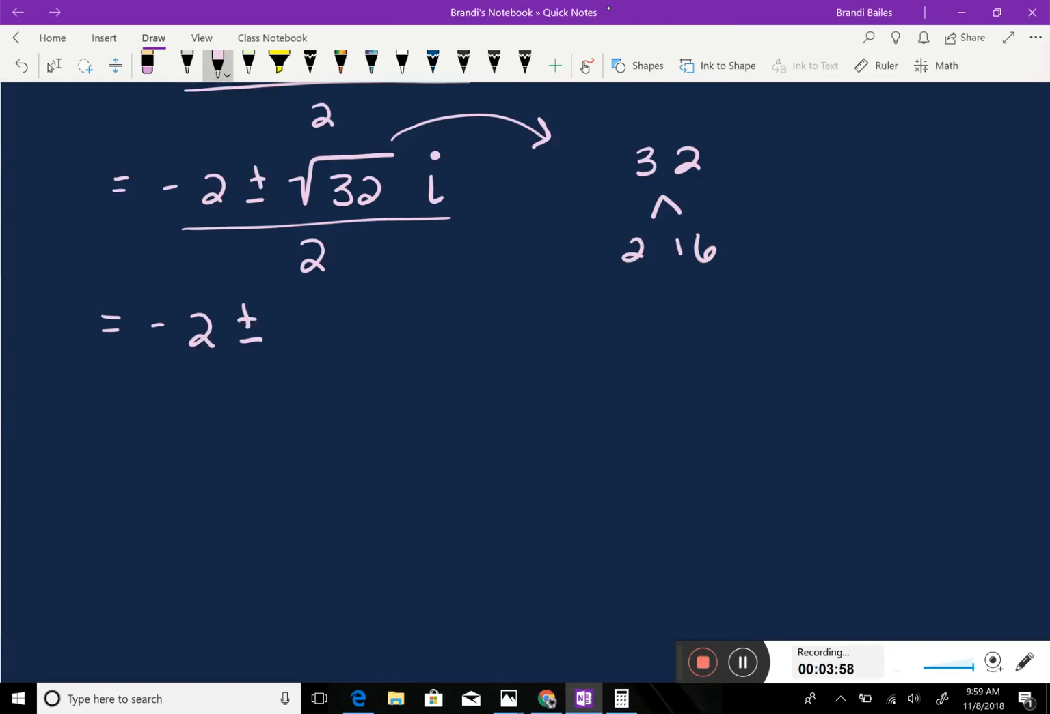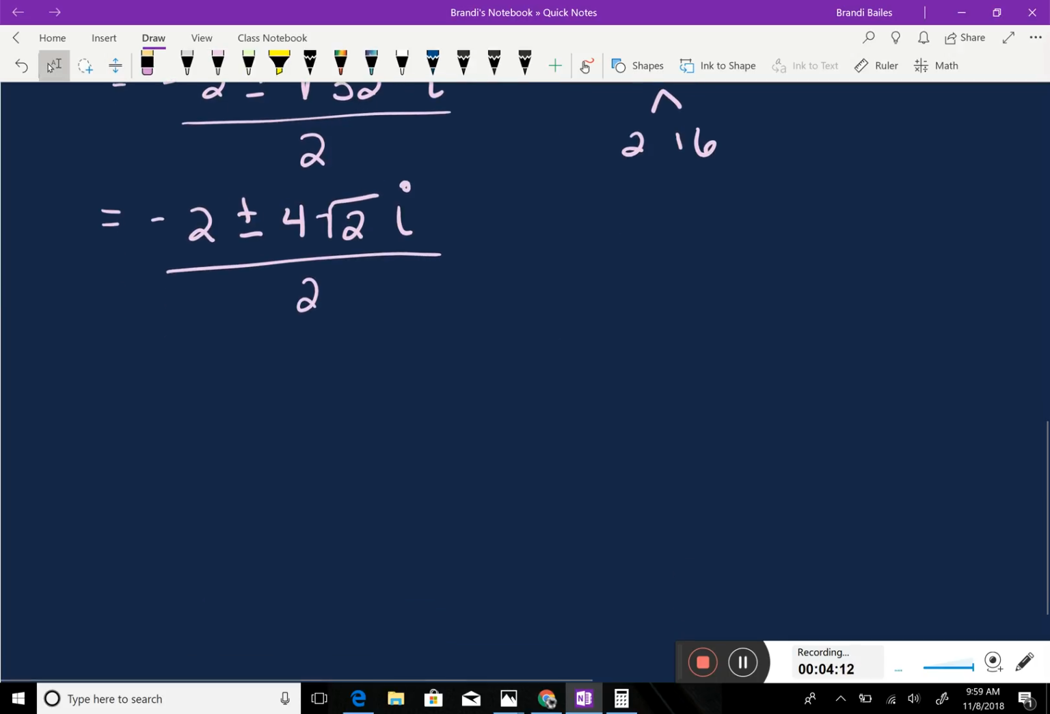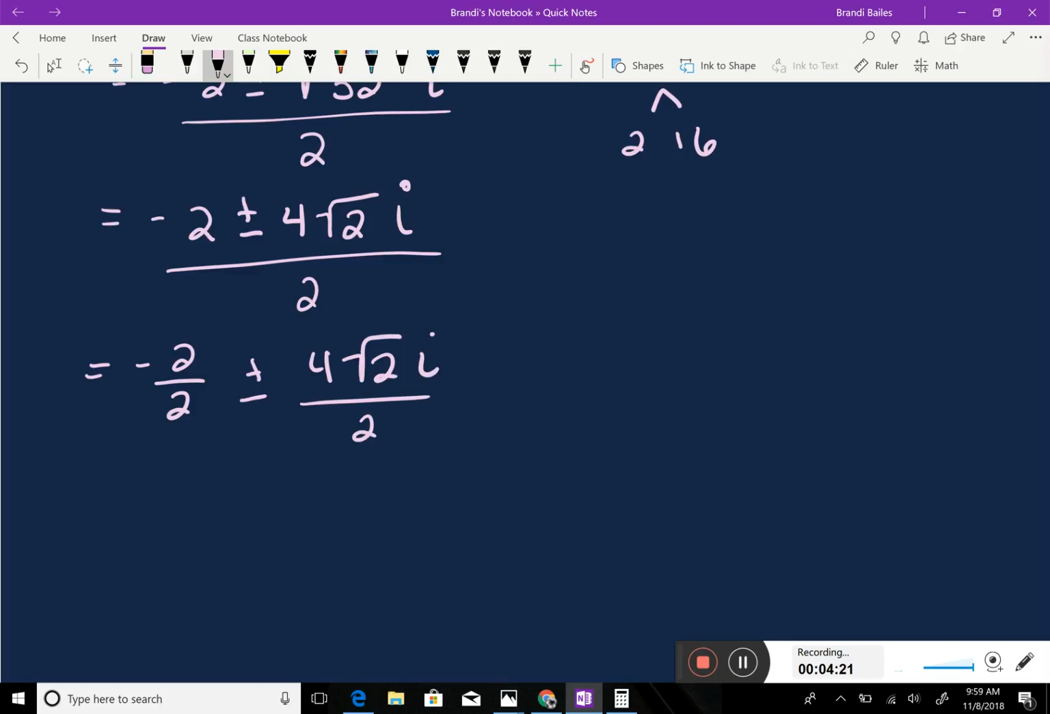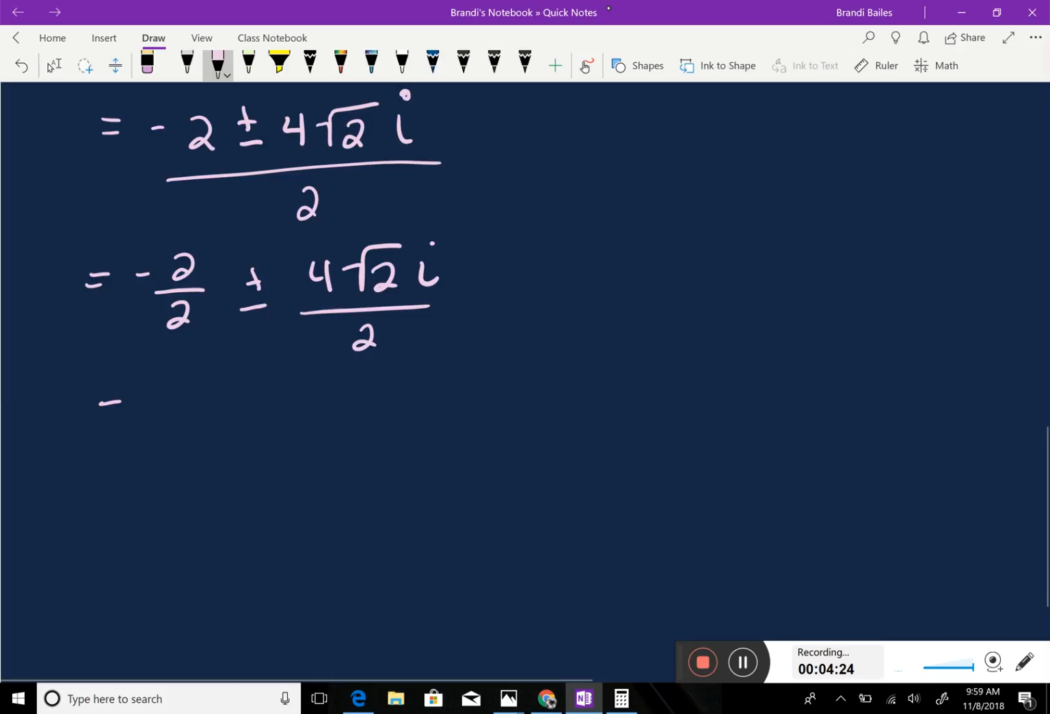Okay. So that gives me the square root of 2 times 16. I can move the 16 out because it's a perfect square. So I've got 4 square root of 2 and an i, all over 2. Since this is a complex number, I'm going to write it as two different terms. Negative 2 over 2 plus or minus 4 root 2 i over 2. And then I'll simplify from there. So negative 2 over 2 is negative 1 plus or minus 4 over 2 is 2 root 2 i.